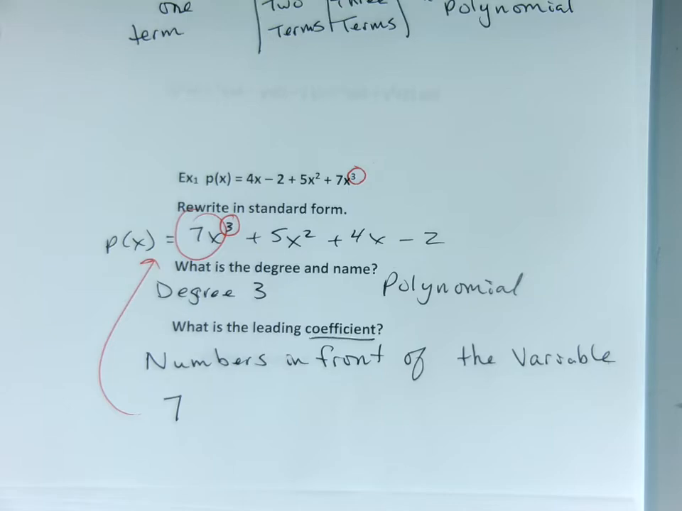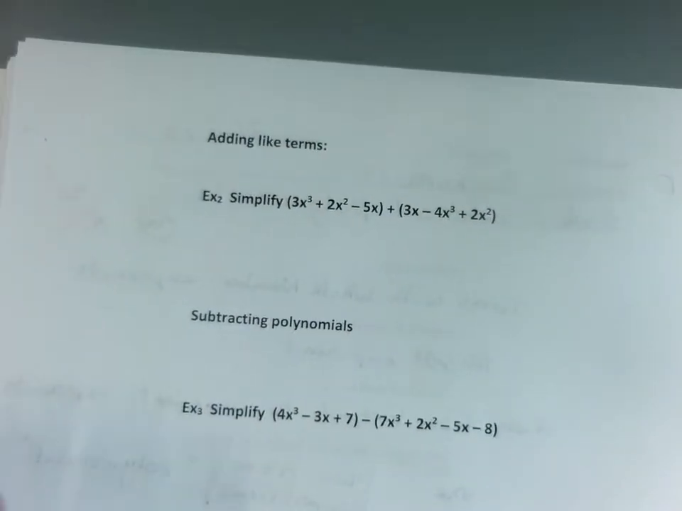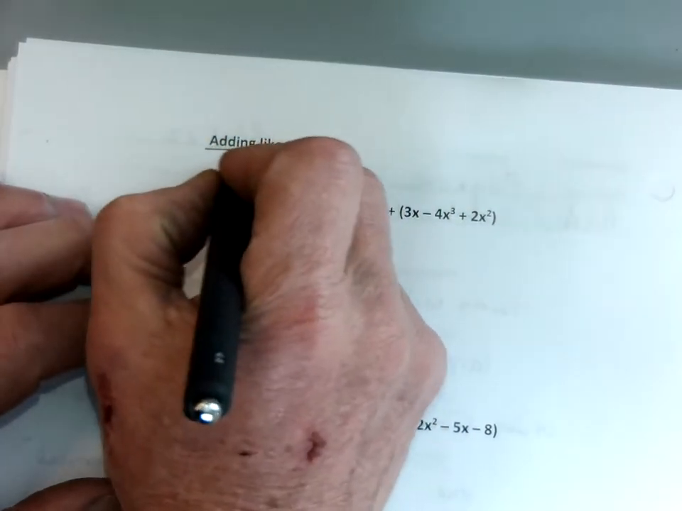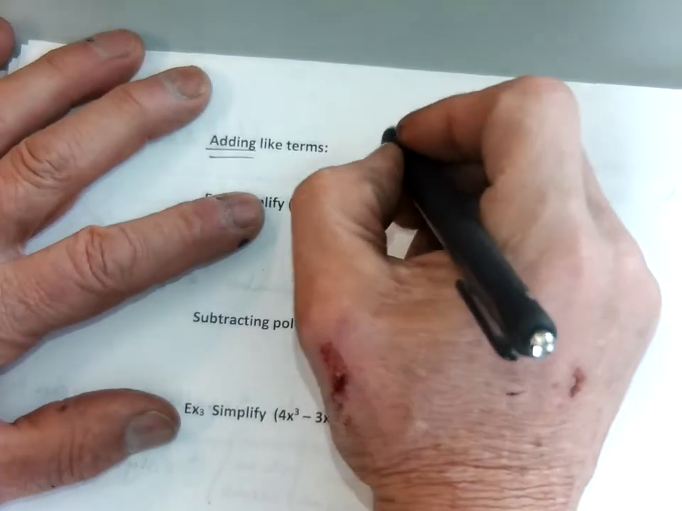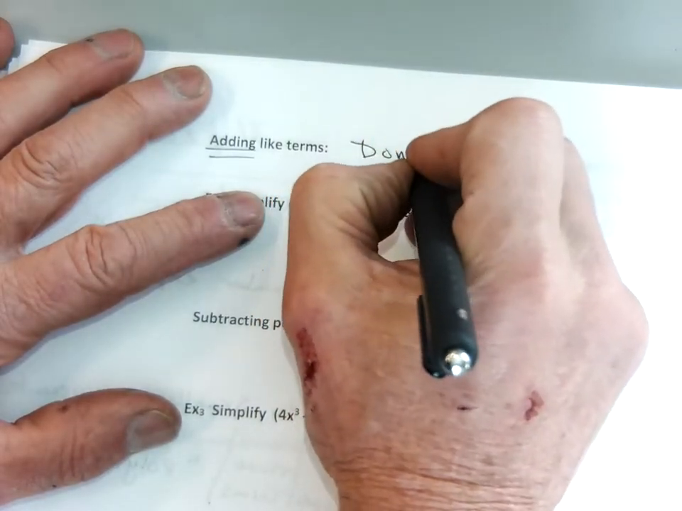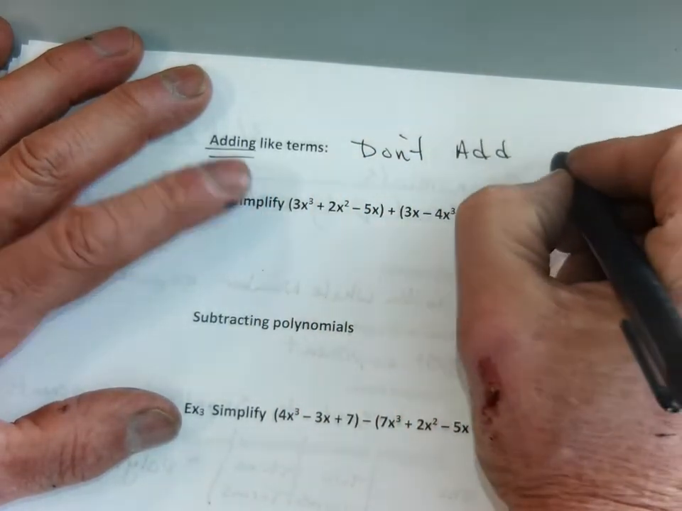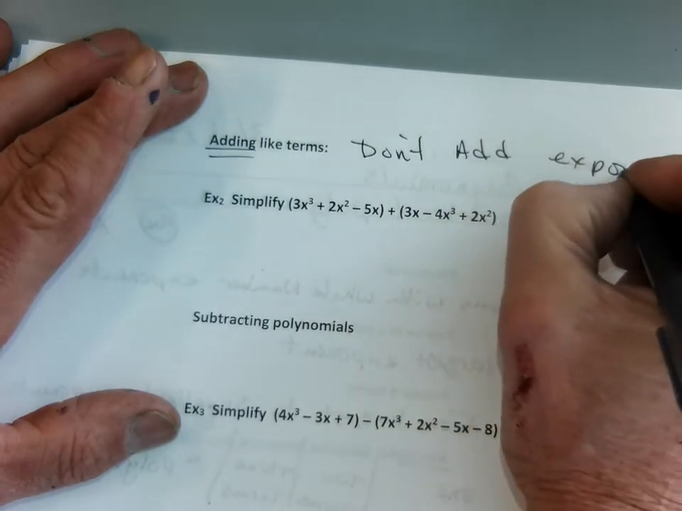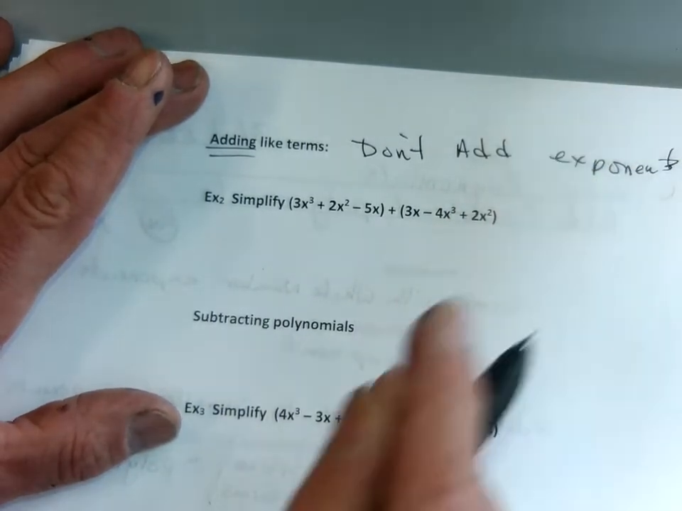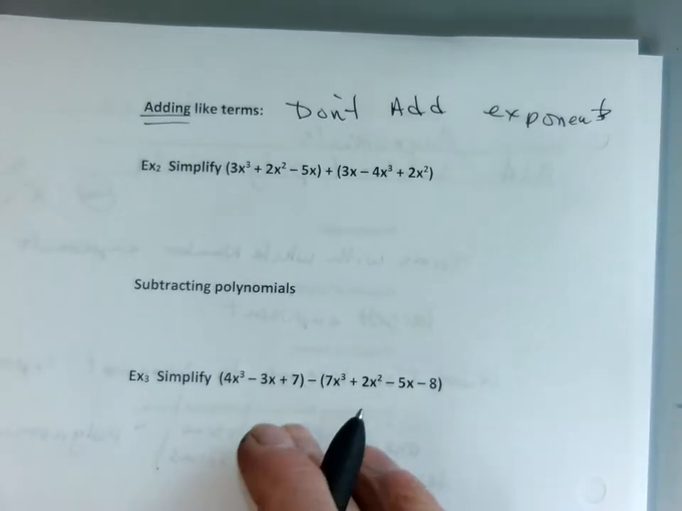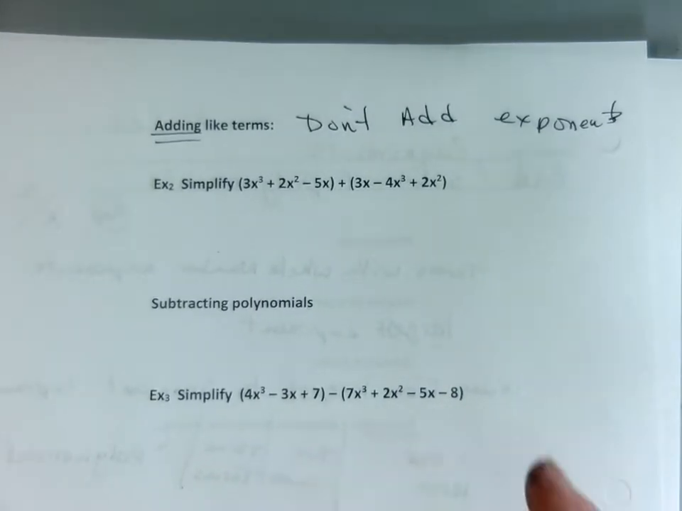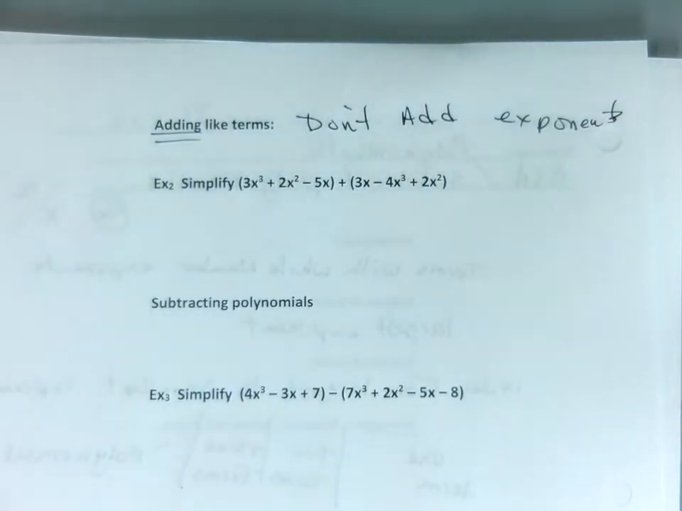Now, you return the page. So this should be fairly easy. Adding like terms. So when we add, don't add exponents. Don't add exponents, add like terms. So I like to do this. You don't need to write this down, but I like to do this.